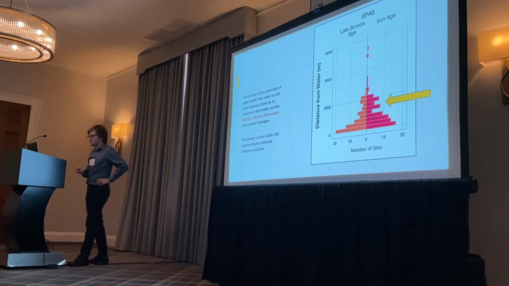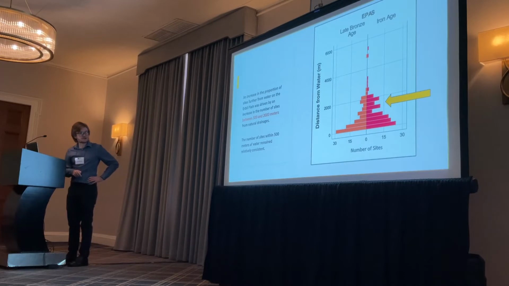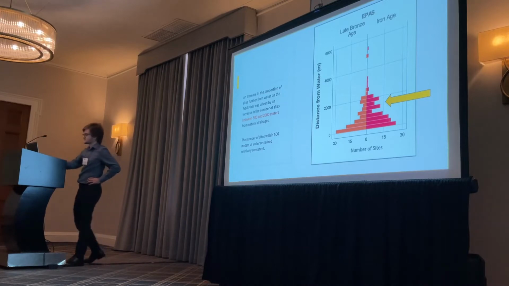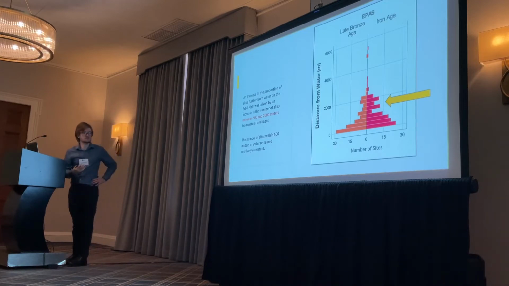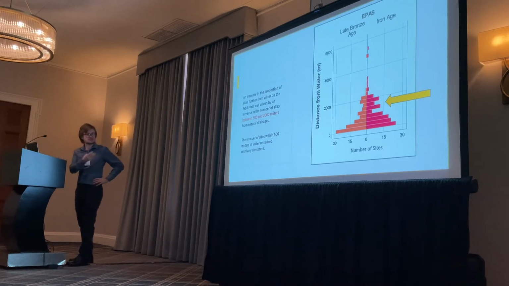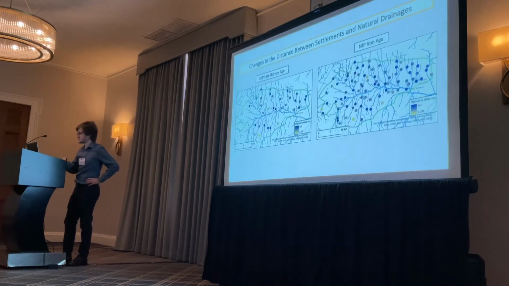And what we're seeing then is that this increase in the average distance between sites and water is driven by an increase in the number of sites between about 500 and 2,000 meters from natural drainages, whereas the number between 0 and 500 meters is about the same. So these more distant sites are basically the bulk of the new sites within this period. You have some resettling of older sites and abandonment of current sites, but the major increase is at that distance.